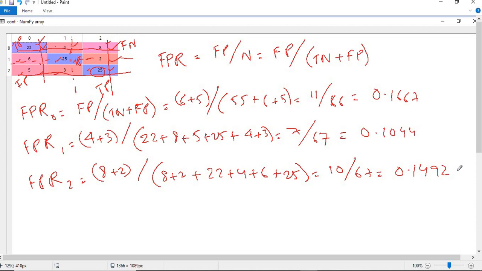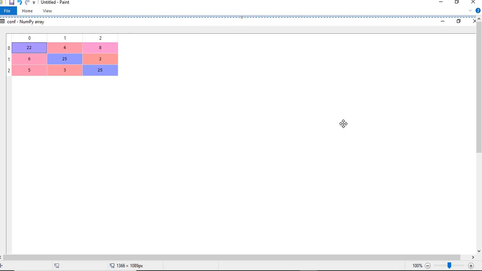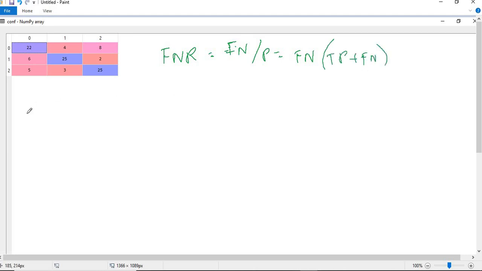Now how do we calculate the false negative rate? Again, I'll show you. What we will calculate here is the false negative rate. The formula for the false negative rate is equal to false negative by total positive, which is nothing but false negative by true positive plus false negative. So I'll calculate the false negative rate for class 0, class 1, and class 2.